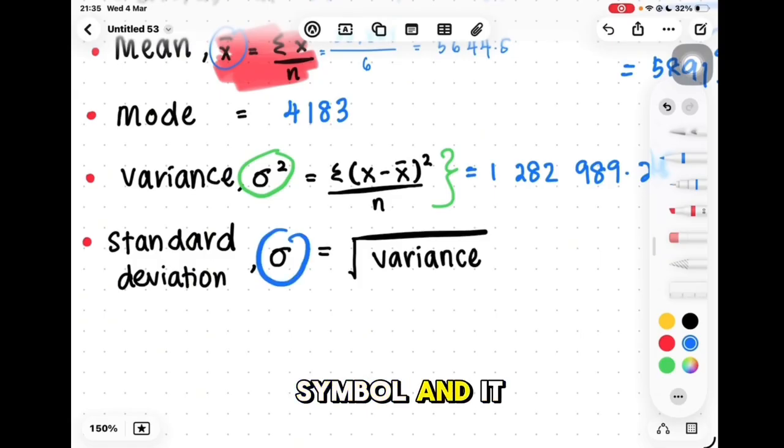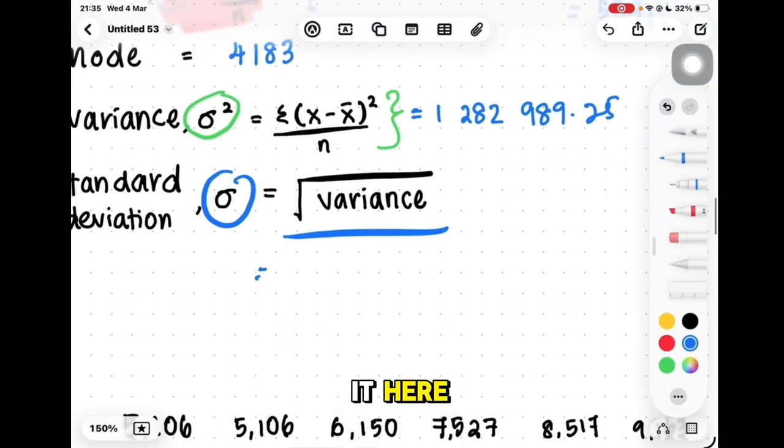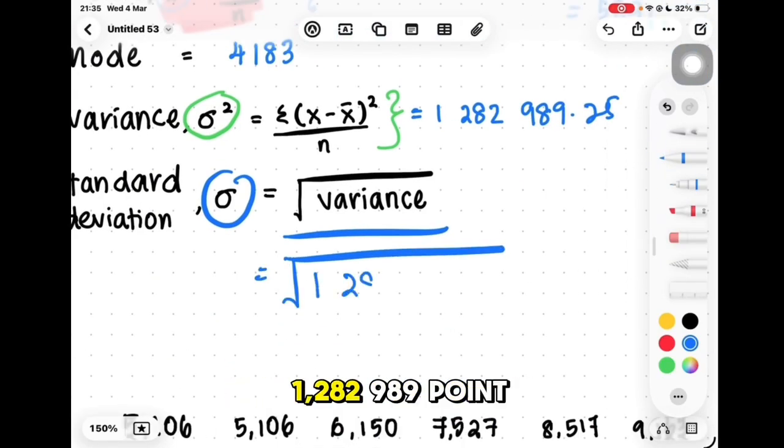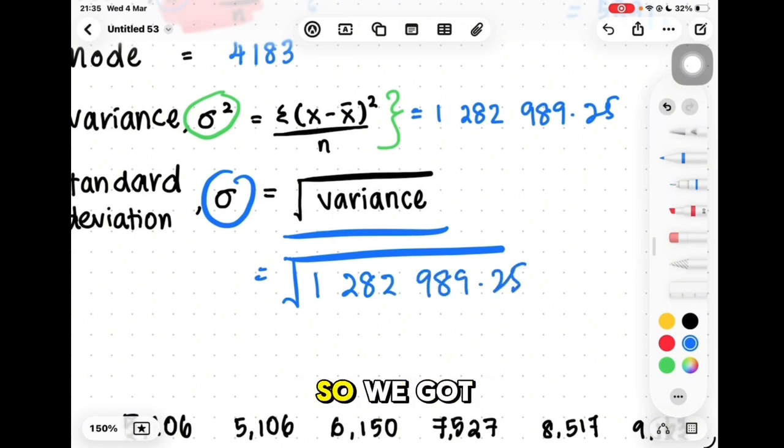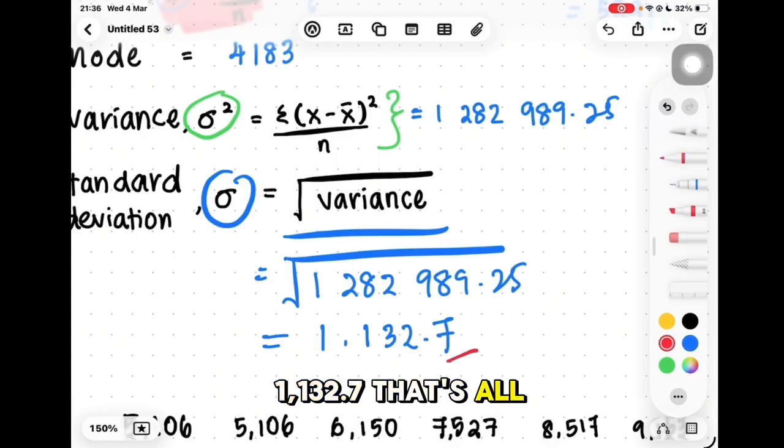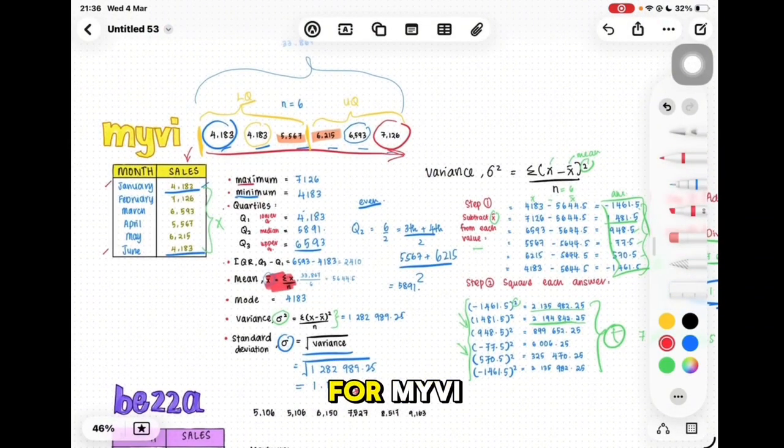It is the symbol and it is the square root of variance. We can calculate it here. Square root of variance, 1,282,989.25. So we got 1,132.7. That's all. Easy, right? We have completed the MyV calculation.